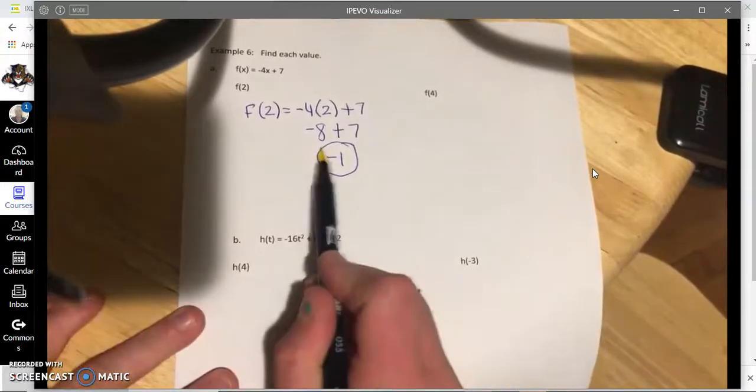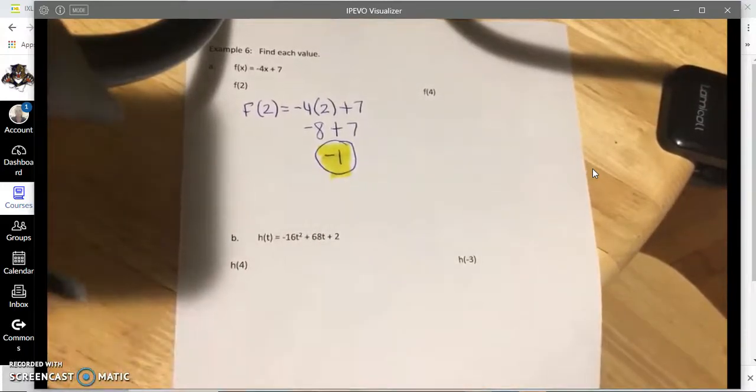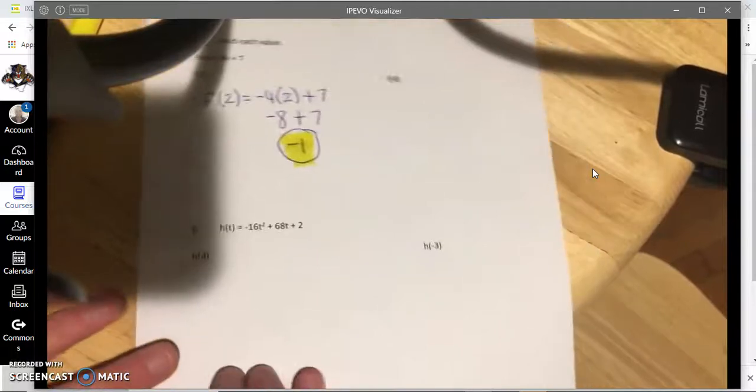I like to highlight my answers. I don't know why, I just like to color code things. I like bright colors if you haven't noticed.